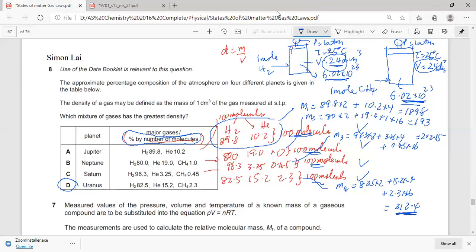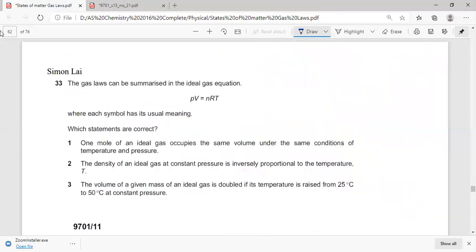Now one more problem, two more problems, quickly, 62. This is a very tricky question. The gas laws can be summarized by the ideal gas equation, PV equals nRT. Which statements are correct? One mole of an ideal gas occupies the same volume as another. It's true, Gay-Lussac's law. The density of the ideal gas, which is true, isn't it? We talked about rho over P equals to something over T. Go and check it out.